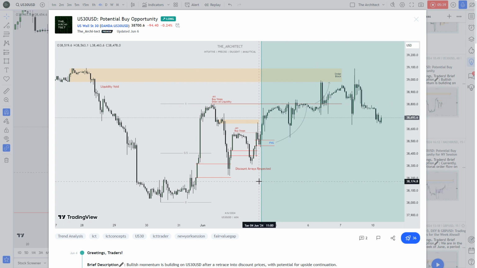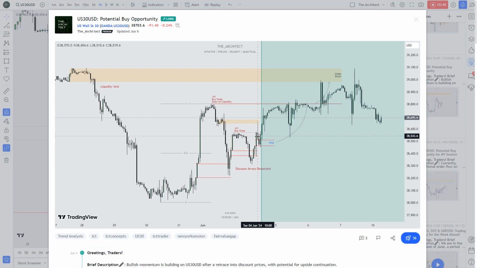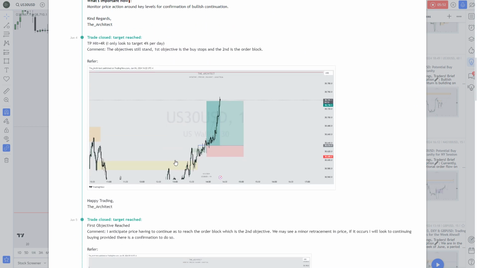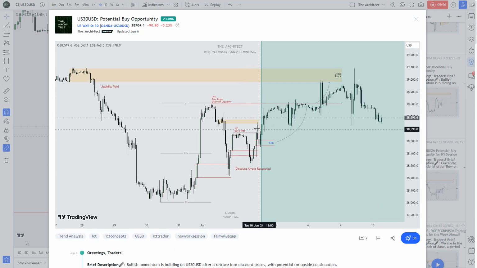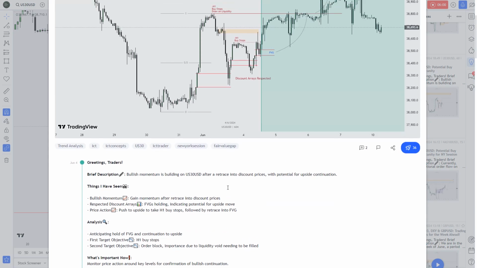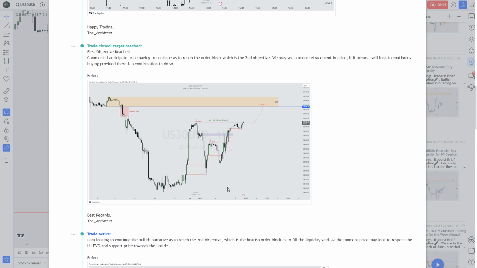So we can see as well, I do post my entry and all of those sorts of things. So this was this idea, this bullish move towards the upside. And for me, all I look to target is 4% a day. I only trade the New York session when it comes to indices, right? So this is an entry as well, journal entry on the 5th of June.